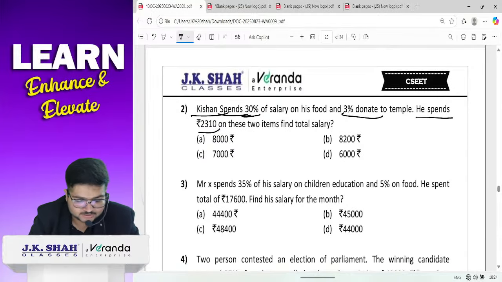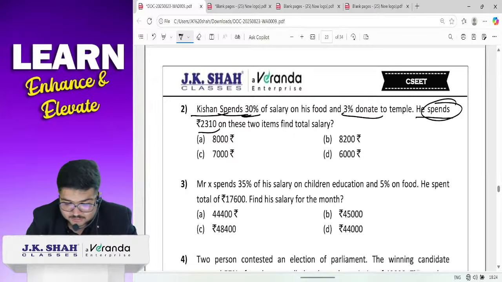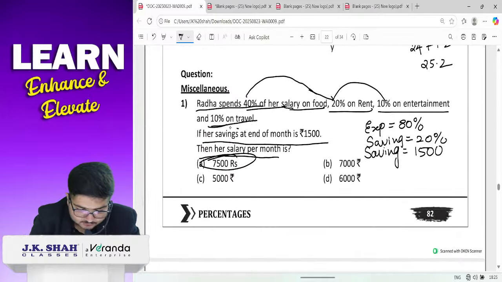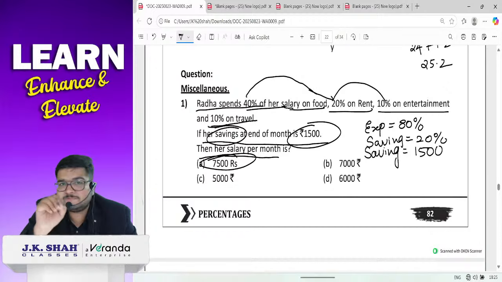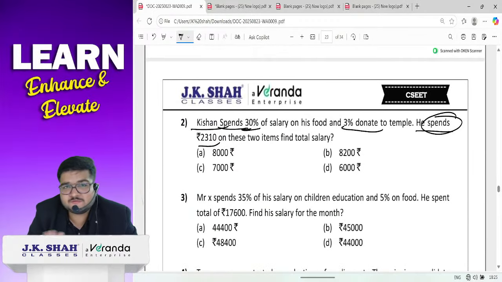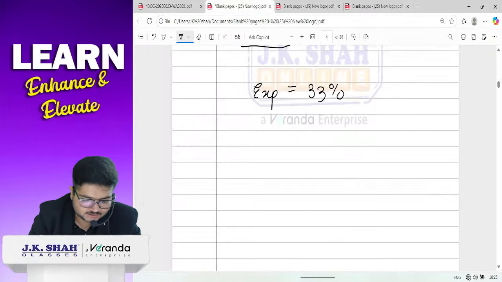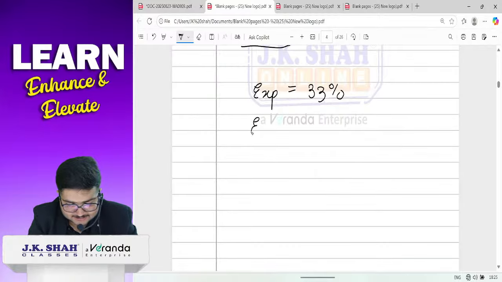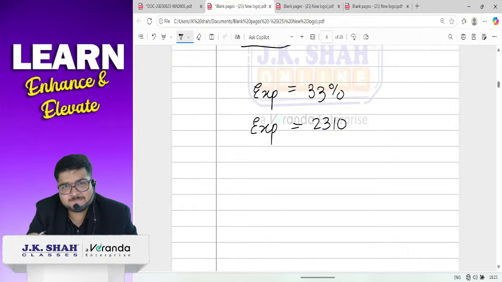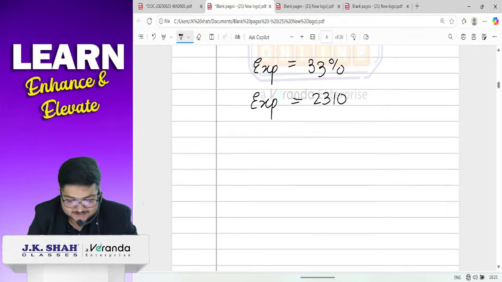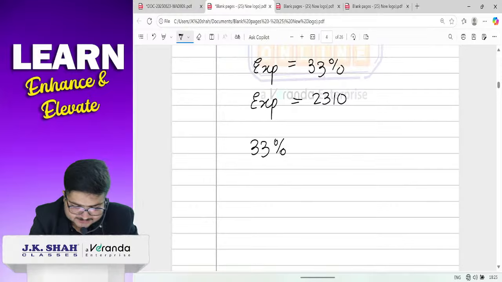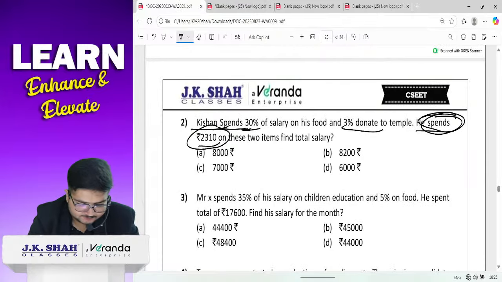He spends 2310. Here the savings value was given in rupees, so we found the percentage of savings. Here you don't have to find the savings percentage because the amount given is of expenditure only. So expenditure is 2310. Expense is 33%, but expense is 2310. That means the value of 33% is 2310. Right? Now you have to again find salary.